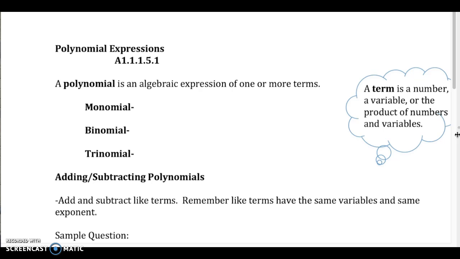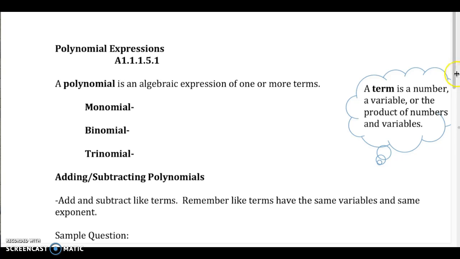So things like monomial, binomial, and trinomial, they're just names for polynomials. A monomial is a one-term polynomial. A binomial is a two-term polynomial. A trinomial is a three-term polynomial. So just kind of don't get scared because they're trying to use some big words. All right, you've got this.